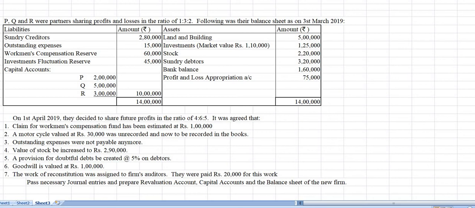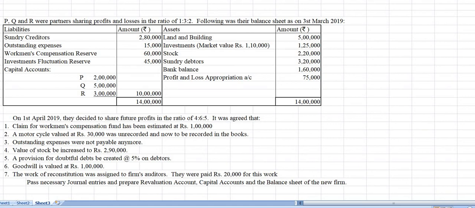Today we are going to discuss a comprehensive problem in change in profit sharing ratio among the partners. In the last class also we have solved one of the questions like this. Now we are going to solve another question by including some other adjustments. The question is here before you. You can write this question on a piece of paper and keep it with you while discussing its answers.